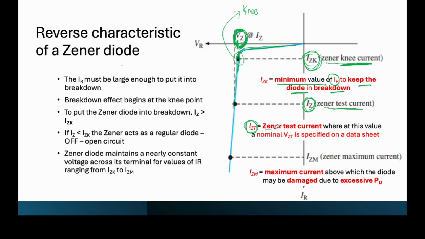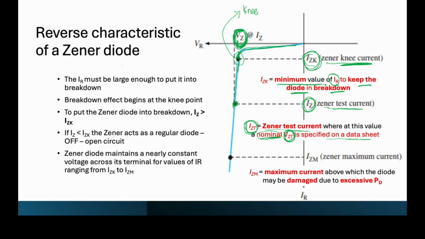So this is actually a Zener test current, meaning that this is the value of current at which a nominal VZT is specified on a data sheet. This is the value of optimum current that the Zener can work on. When I say optimum, it means the best value of current for the Zener to work on. Usually you can find this IV characteristic in the data sheets, because different Zener diodes have different values of test current.